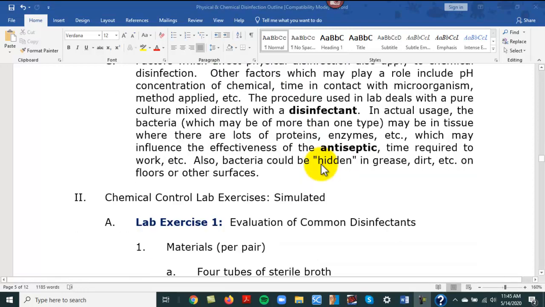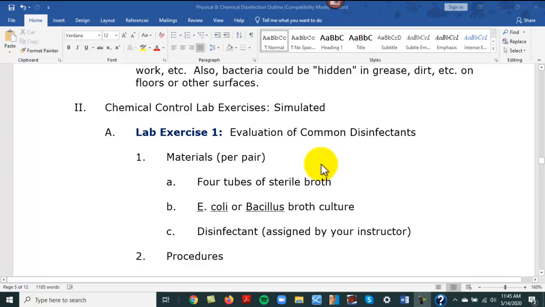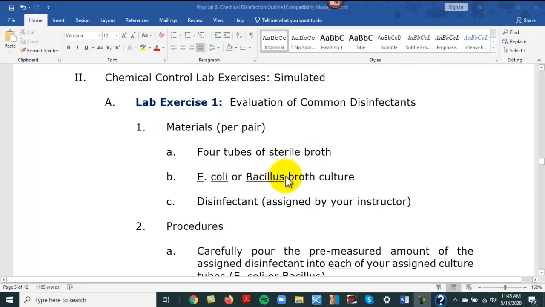Now, here's a lab exercise, and I'll try to make this as painless as possible. Clearly, we're not going to be grabbing tubes, but just go with me on this. What we do in the lab is you'll have 4 tubes of sterile broth for each organism. So the group, and it says per pair, so you have 4 people at a table. So you're going to need 8 tubes.